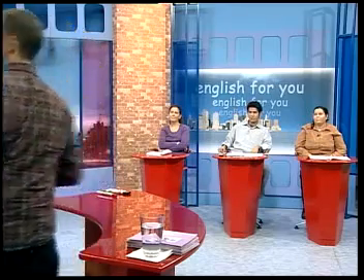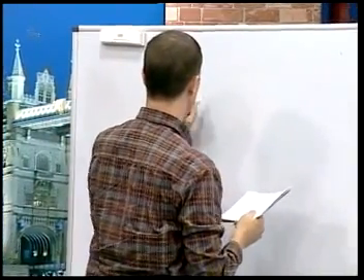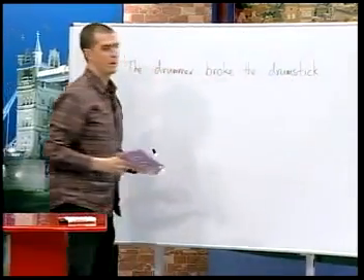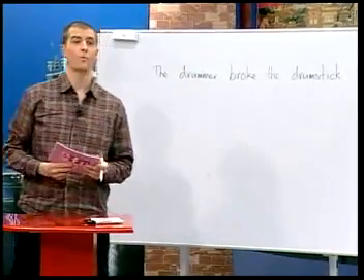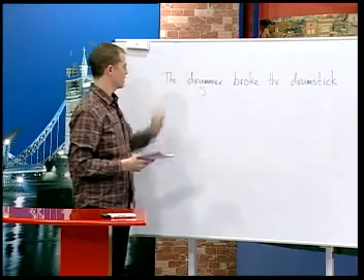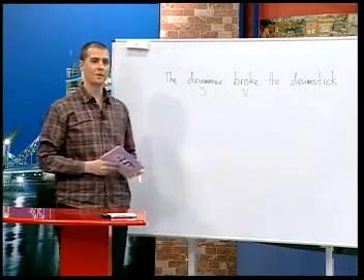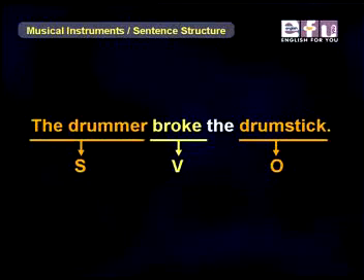Okay, we need a sentence. The drummer broke the drumstick. Rosa, what's the subject? That's easy. The drummer. Good. We'll put subject. Monica, what's the verb? Broke is the verb. Simple past tense is used. The verb. Yes. And finally, Lewis, how about the object? The object is drumstick. Excellent.